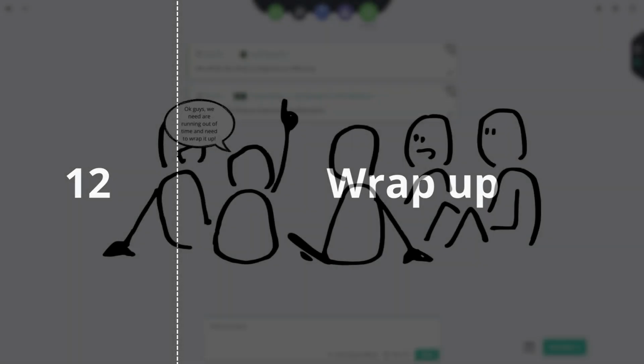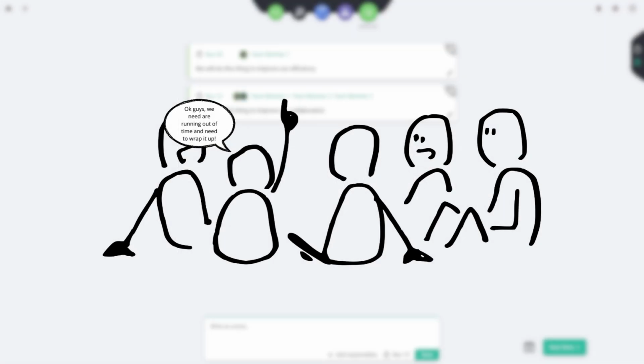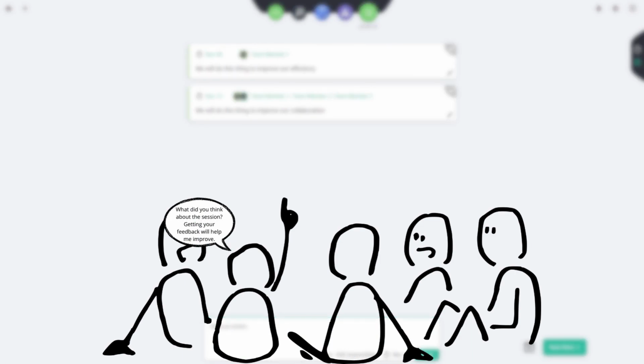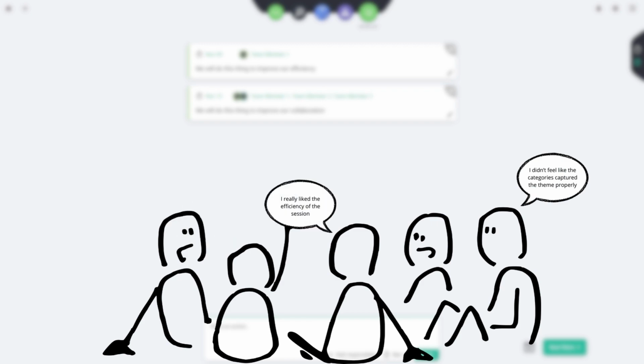And our final tip for improving the flow of your retrospectives this time would be to wrap everything up in a structured way at the end. Stop the discussions and go through each action to point out to the team what they have agreed. Ask everyone for feedback on the session, chosen theme and categories so that you can improve your retrospectives in the future.